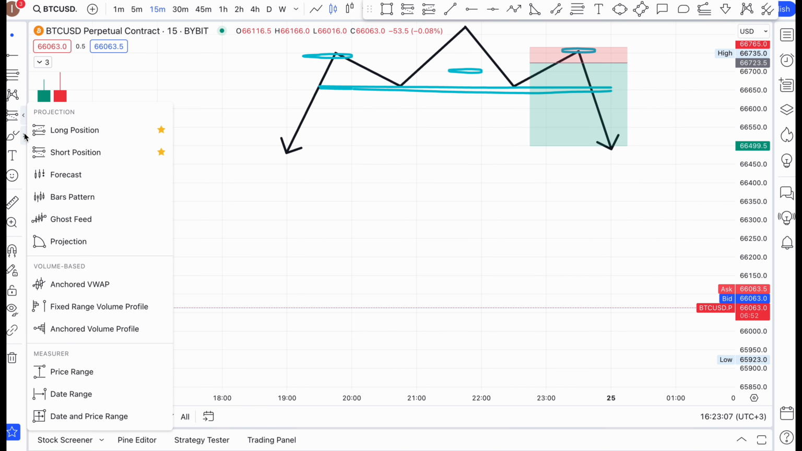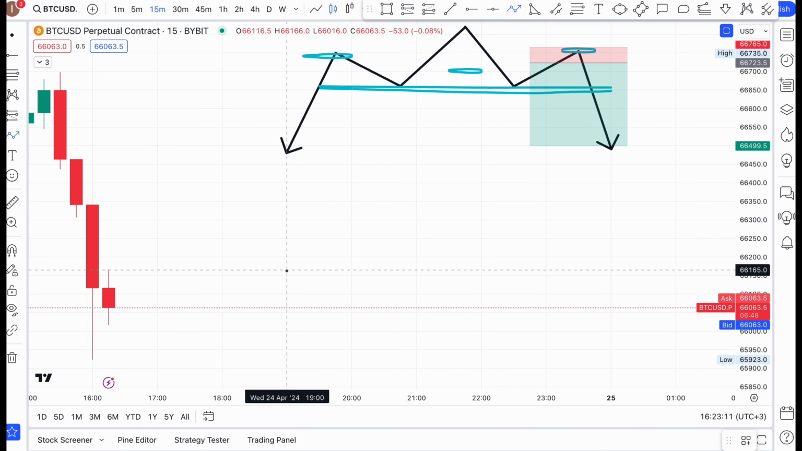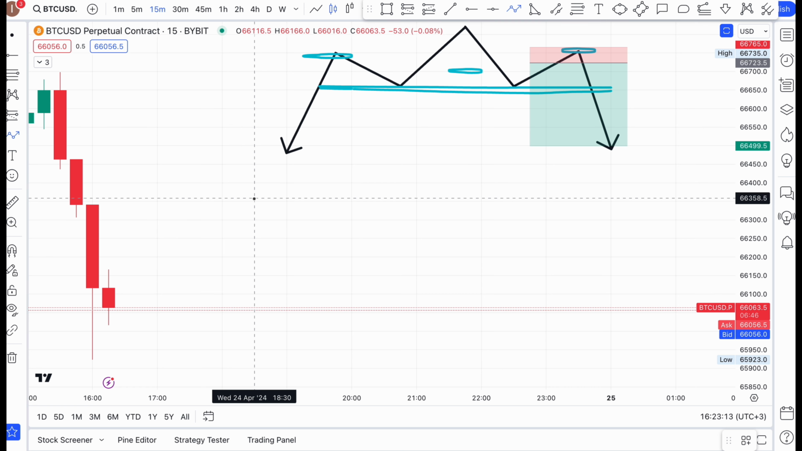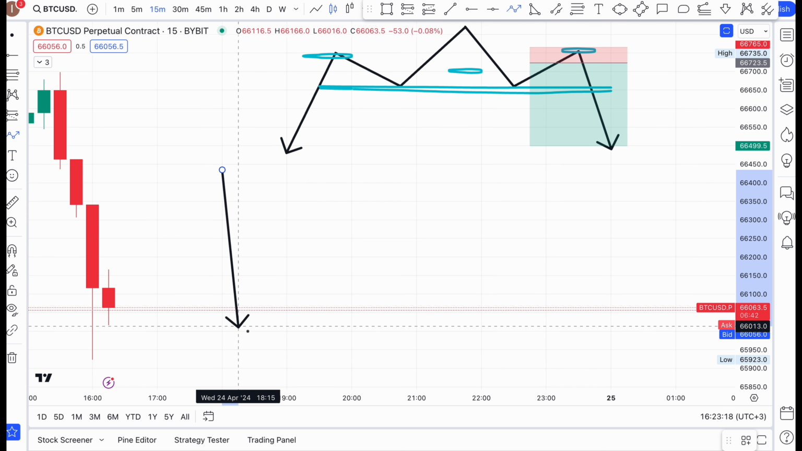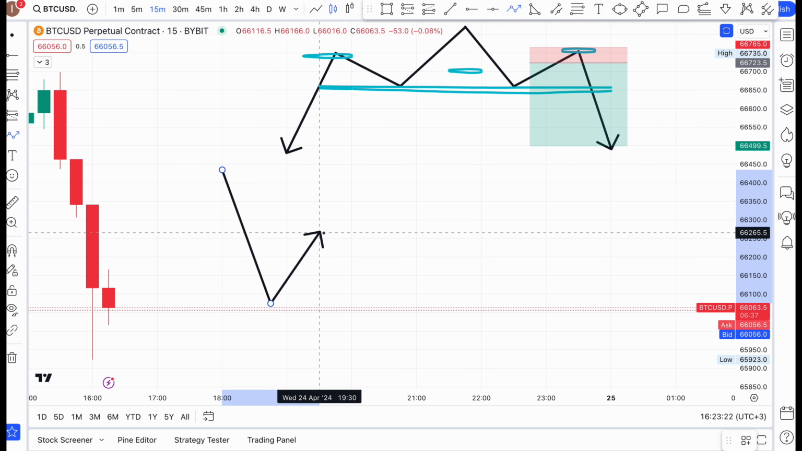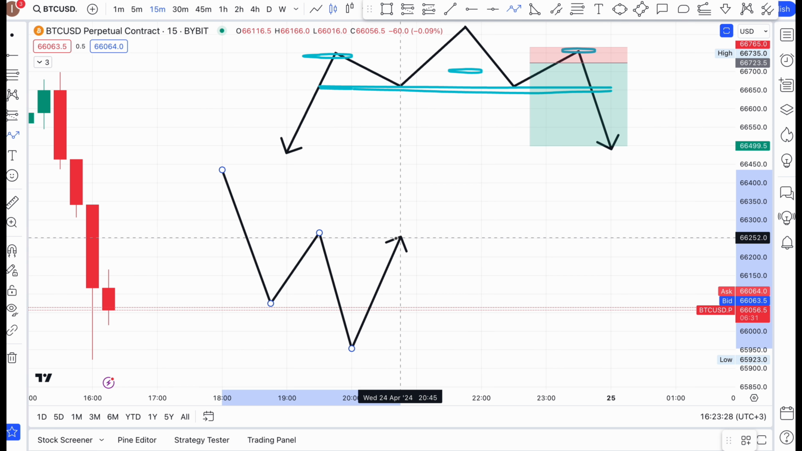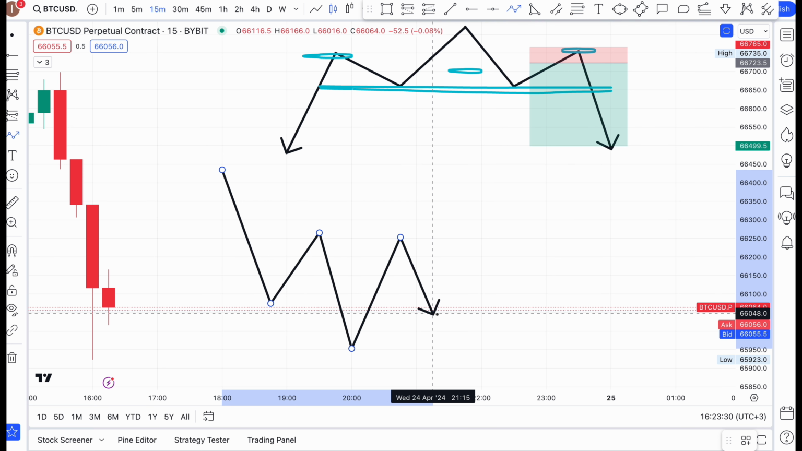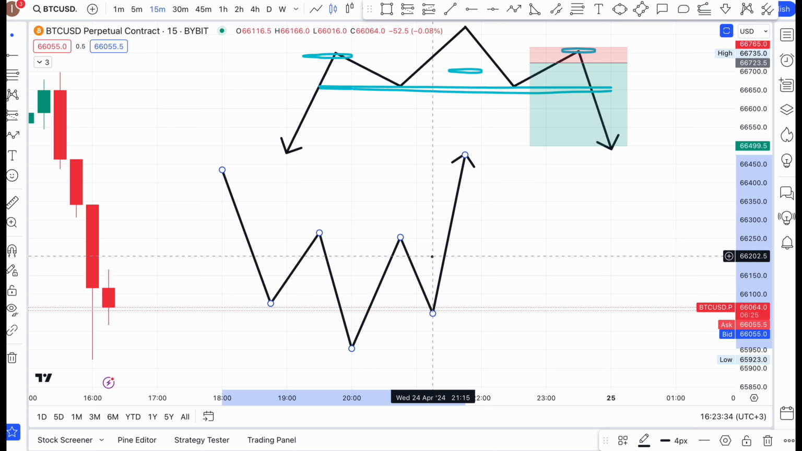Let me just give you a little bit of how it looks in case you see it in your chart. You will see it just like this, exactly the opposite of this one. You see, it is exactly the opposite of this one.